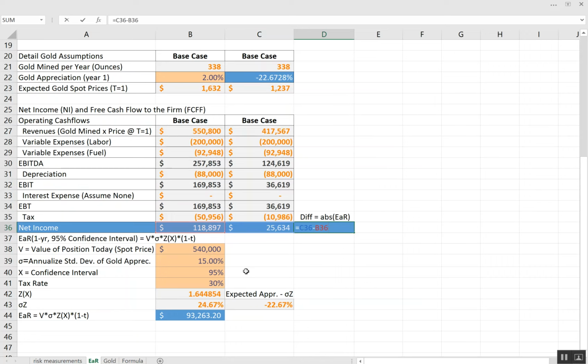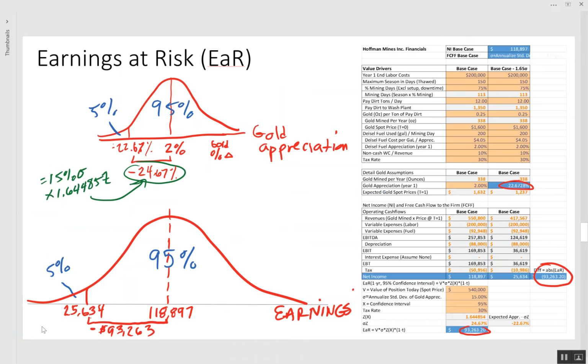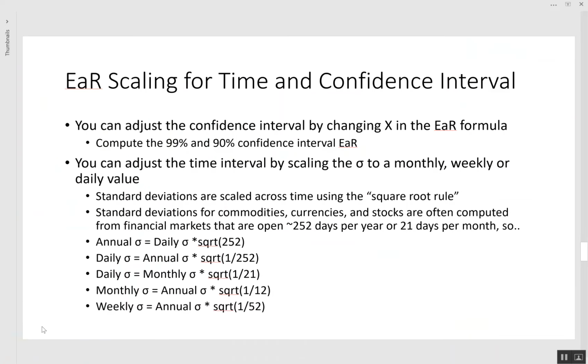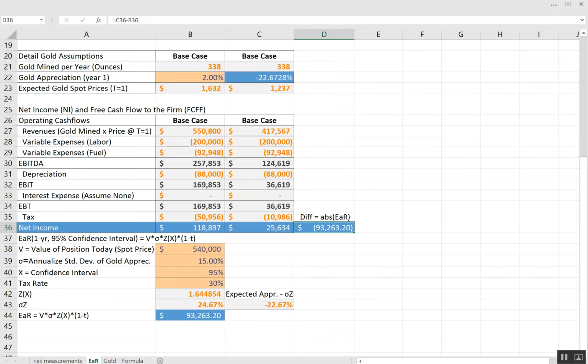In this case, it's calculating my drop in profits, or I'm sorry, my drop in net income if I have that 5% worst case scenario in gold, which is a negative 1.65% change, 1.65 standard deviation change. So that's EAR. Now, let me show you how you can calculate that standard deviation, because everything else seems pretty clear, but where do I get the standard deviation?